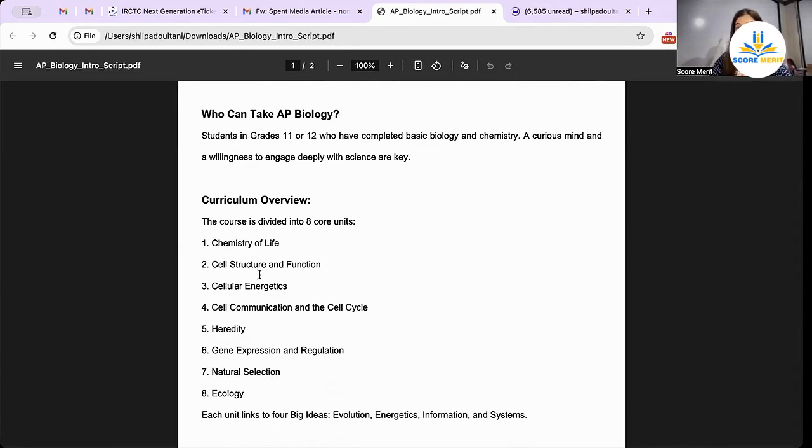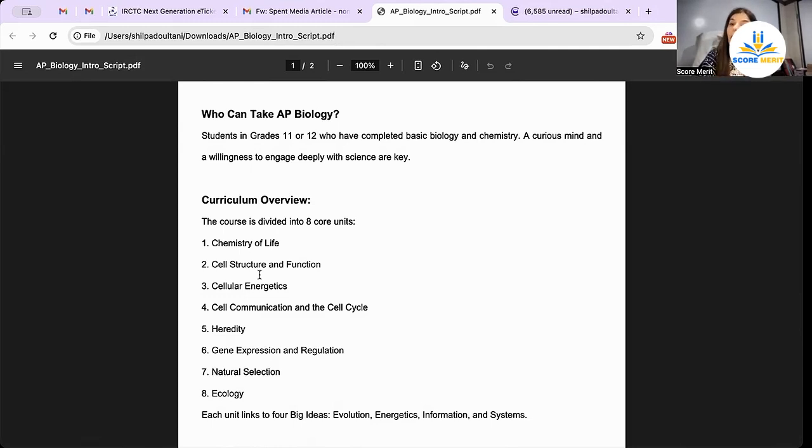The course is divided into 8 core units and 4 big ideas. The 4 big ideas are evolution, energetics, information, and systems in biology. Coming to the 8 core units, we'll be discussing the basics of life, what each cell is made of, and how each molecule is composed, so how the chemistry of each cell takes place in the basics of life.